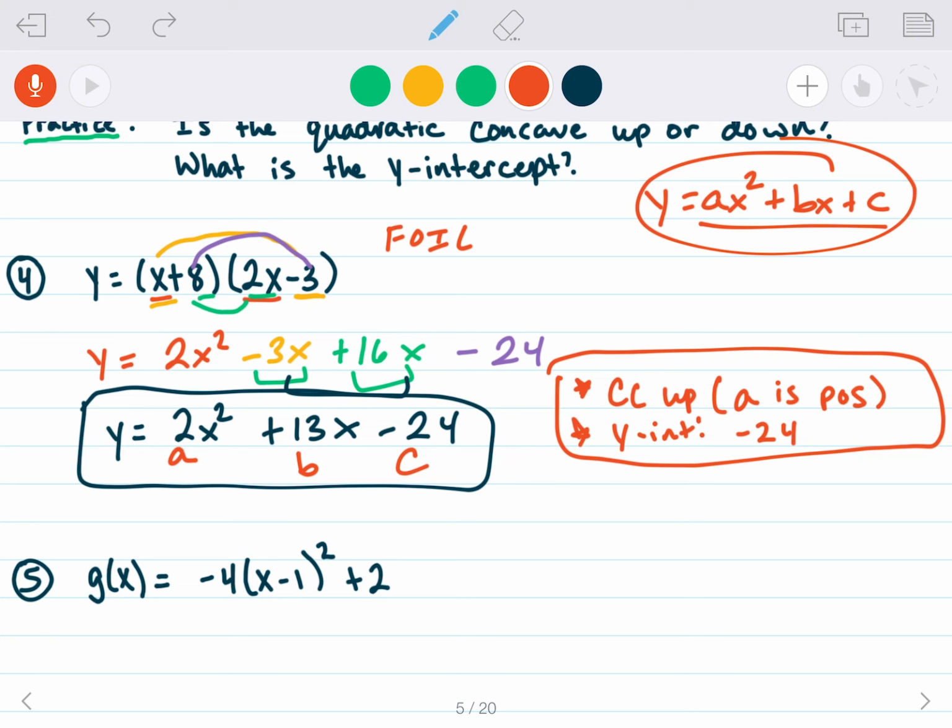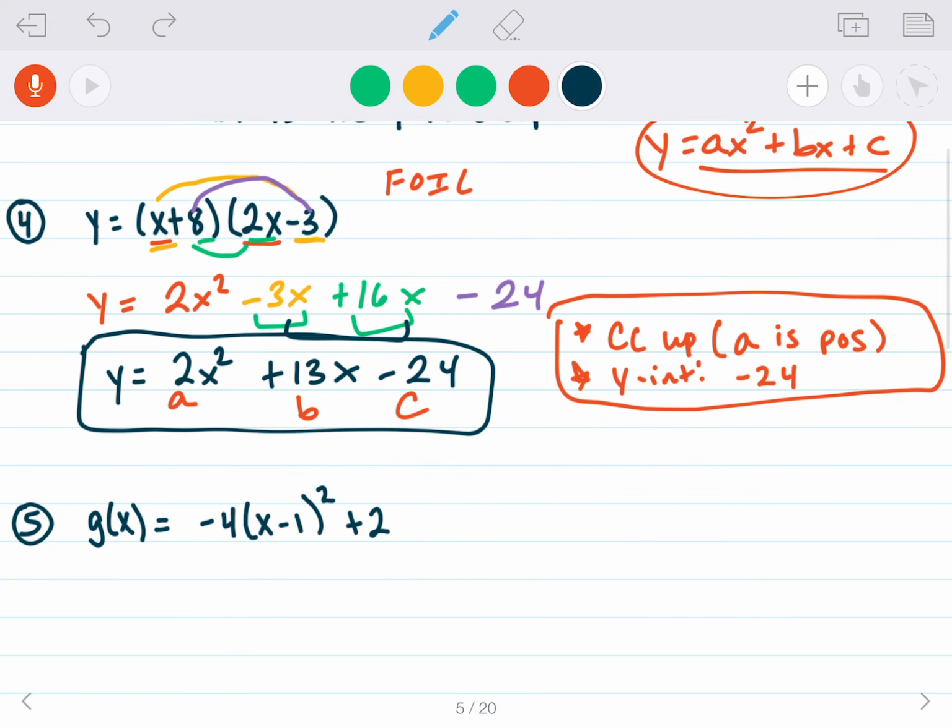To do that, you can expand this by first rewriting the squared term as follows. We can write x minus 1 squared as x minus 1 times itself. That's what it means when you square something. So we can rewrite it like that.